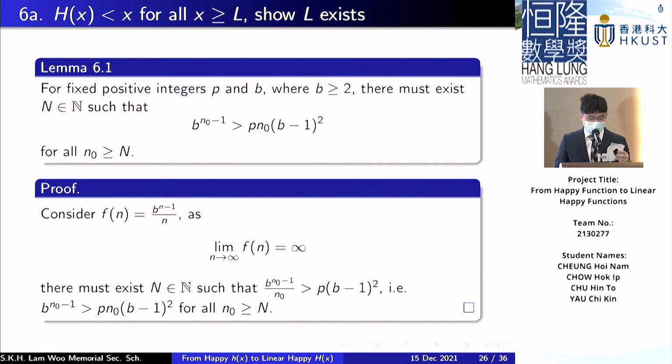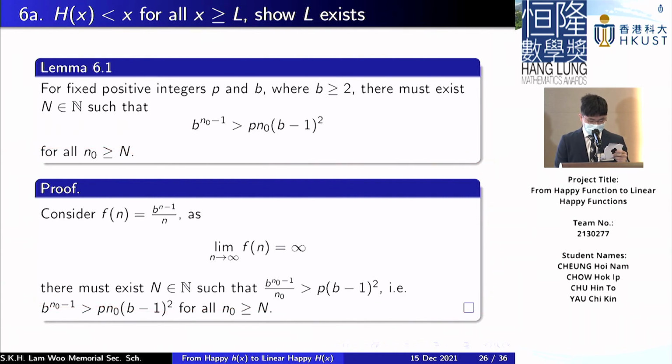During our investigation, we found that sometimes big Hx will return an output greater than x. However, it should not occur when x is very large. Therefore, we investigate whether we can find a lower bound L such that big Hx must be smaller than x for all x greater than L. Firstly, when one more digit is added to a number, at least a b to the power n minus 1 will be added to x, but at most a (b minus 1) squared will be added to small hx. Therefore, it is clear that x will be greater than big Hx when x is large enough, and a more formal proof is given here.